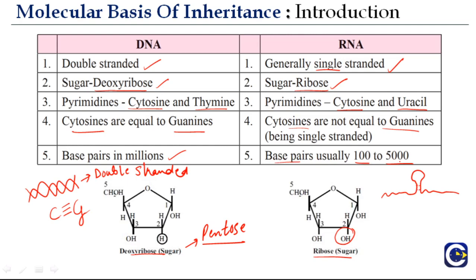DNA is double-stranded, RNA is single-stranded. The sugar in DNA is deoxyribose, without oxygen at the second position. In RNA the sugar is ribose. The pyrimidines in DNA are cytosine and thymine; in RNA they are cytosine and uracil. There is no thymine in RNA. Cytosines are equal to guanines in DNA because it is double-stranded, and not equal in RNA. DNA base pairs in millions, and RNA base pairs usually in 100 to 5000.